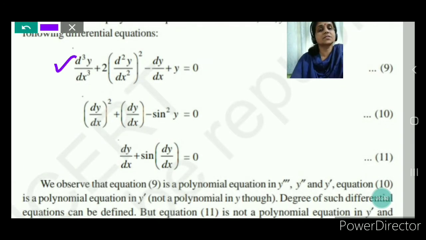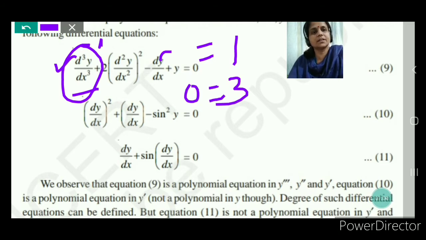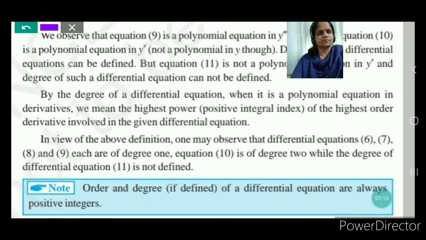Highest order means it is 3 times derivative of y. So the highest order is d cube y upon dx cube, and the highest power of this order is 1 only. So here the degree is 1 and the order is 3. Order 3 and degree 1. By the degree of a differential equation, when it is a polynomial equation in derivatives, we mean the highest power of the highest order derivative involved in the given differential equation.